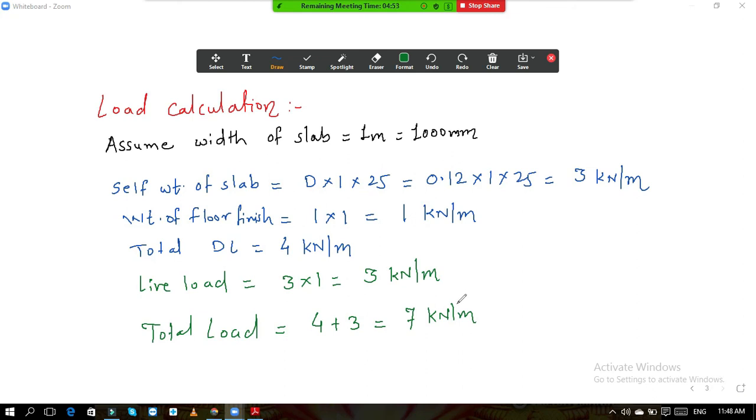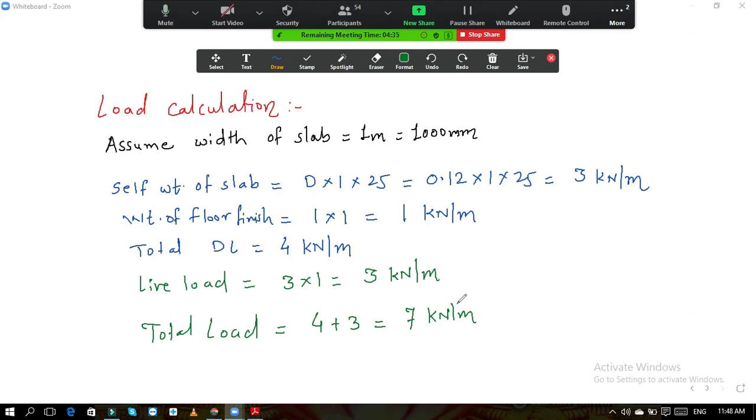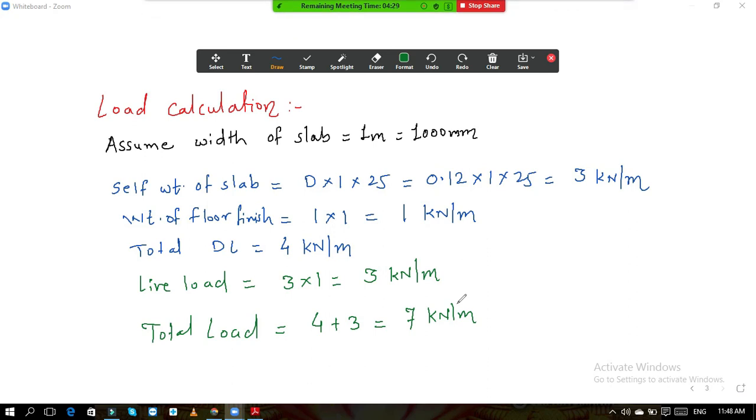This is the total load. But see here, what is required in this design of one-way continuous slab. Now note down, this is a very important point. While calculating the bending moment and shear force in the case of a one-way continuous slab, we will use the live load and dead load. Total load is not required.